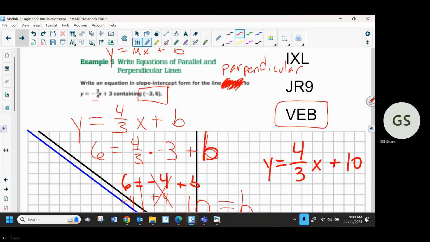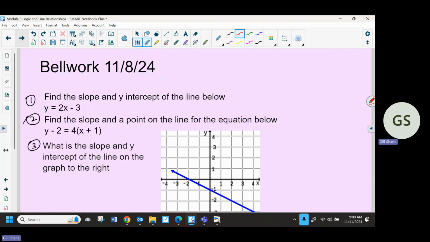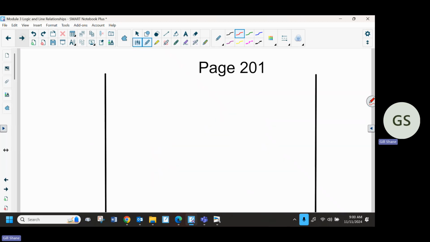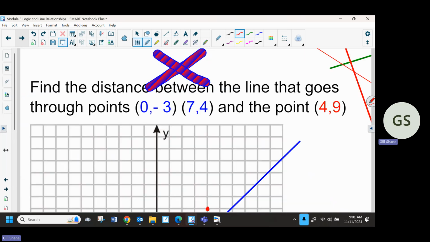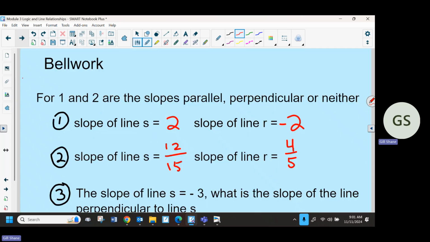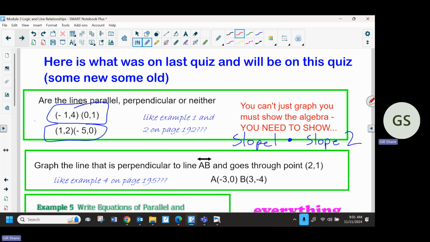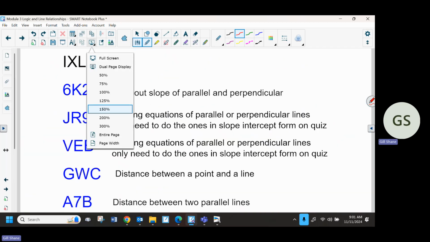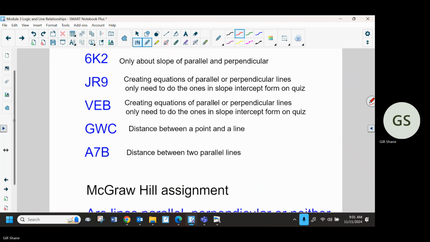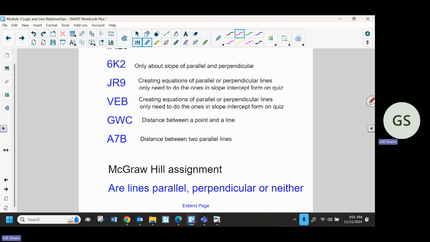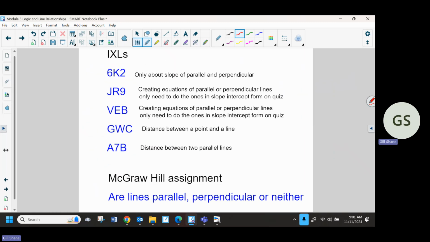Don't pack up. Last class packed up, and I'm about to show you all the IXLs and I created a McGraw-Hill lesson. Well, the McGraw-Hill is only for parallel, perpendicular, or neither. You can just go into your online book and do it. I don't need to create anything. So those are the IXLs in blue. So again, the IXLs aren't perfect. They're not going to do the solution the same way I do it. They're going to do it algebraically.